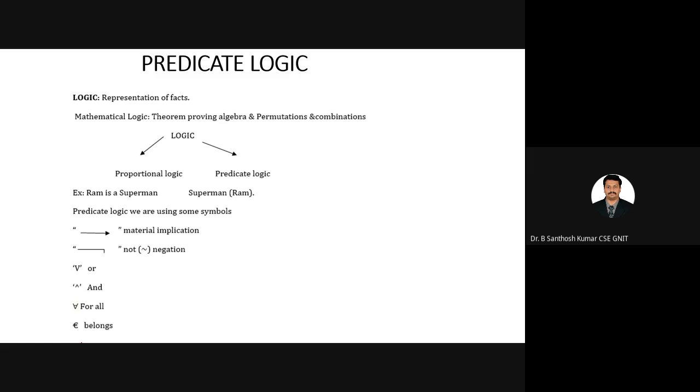Whatever we are representing, like Feed(X), what is the meaning? X feeds that food. Like that, Food(X), we use in the same way.